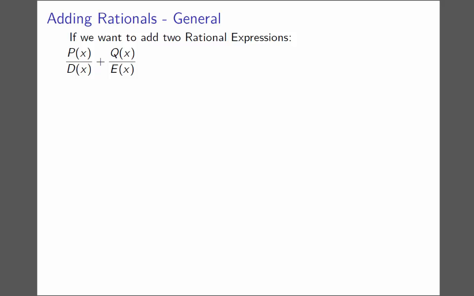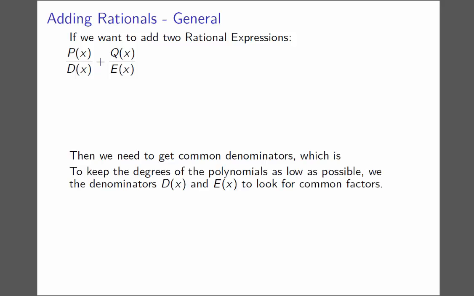Let's now look at our general procedure for adding rationals. If we want to add two rational expressions, p of x over d of x plus q of x over e of x, then we need to get common denominators, which is just like what we did for fractions. Now, to keep the degrees of the polynomials as low as possible, we factor the denominators d of x and e of x to look for common factors.